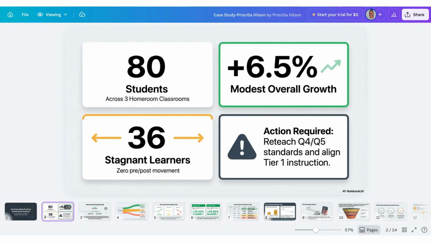To set the stage, we are looking at 80 students across three homeroom classes. While we saw a modest overall growth of 6.5%, the new data reveals a critical concern that 36 students are stagnant learners with zero pre to post movement. So, the immediate action required is to reteach the standards for questions 4 and 5 and align tier one instruction.